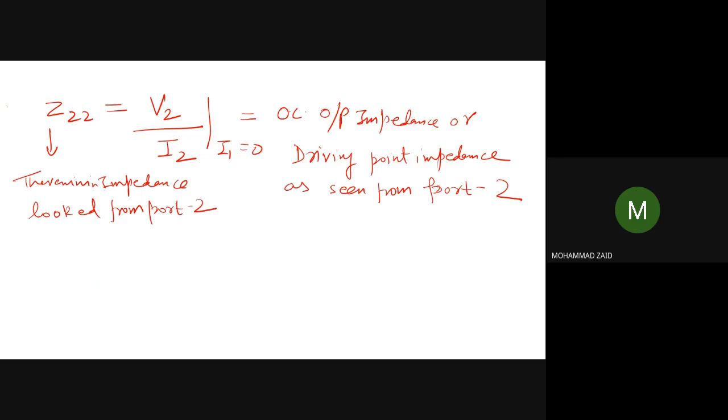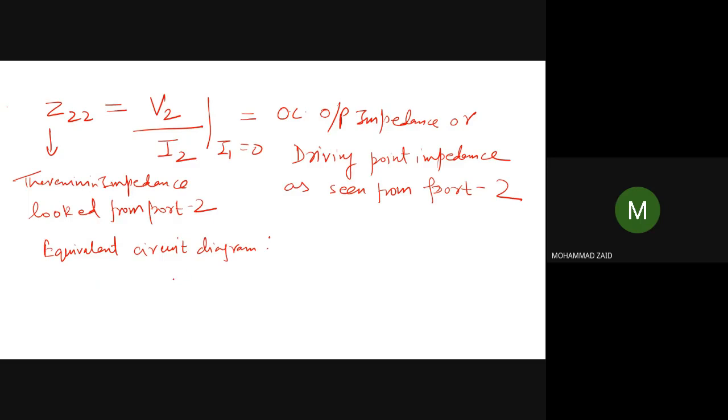So that means if you have to calculate the Thevenin impedance from port 2, you have to make the input side current 0, and vice versa. If you have to look at the Thevenin impedance from port 1, you have to make the output current 0. Now the equivalent circuit diagram for this Z parameter, we can draw like this.